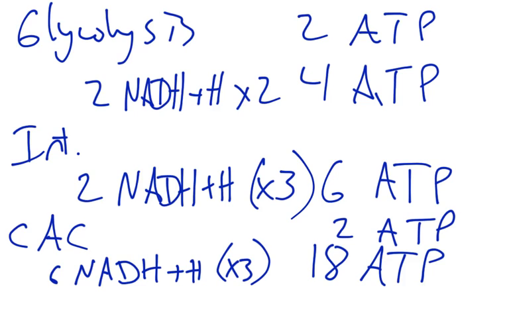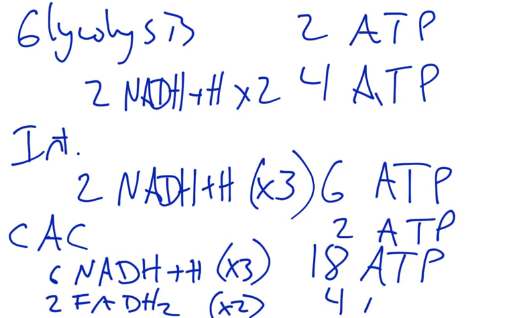We also get 2 ATP in the citric acid cycle. I'll put that there. Just out of the process, we get 2 ATP. And then we also create 2 FADH2s, right? And those are worth 2 ATP as well, so we get 4 there. If you add all that up, what do you get? 36. 18 plus 2 is 20, plus 6 and 4 is 30, plus 4 and 2 is 36. So that's your total ATP count and where it comes from.